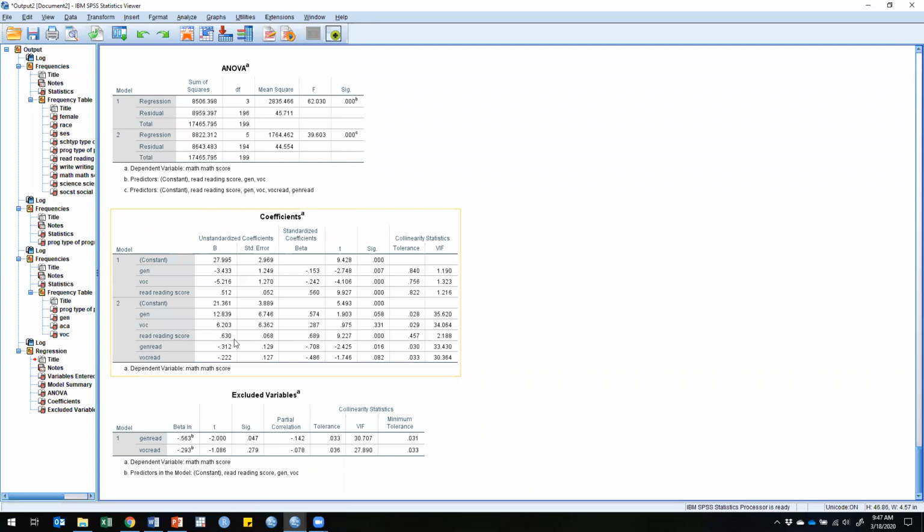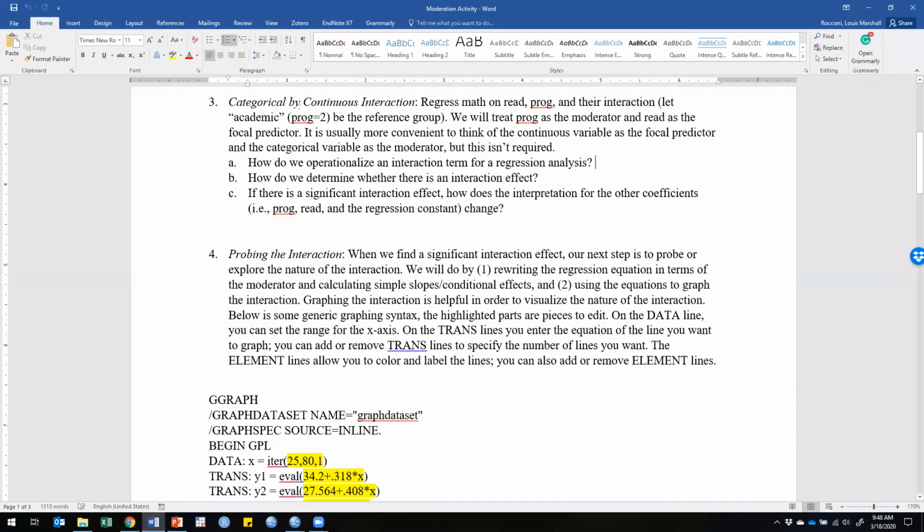So how do we get the simple slopes for the other two levels of our program variable? Easy. We could just re-estimate the model, changing out our reference group each time, and the coefficient for reading score would then be the simple slope for that other reference group. So we'll look at that here in a second. Let's see if we can answer the questions posed here for number 3.